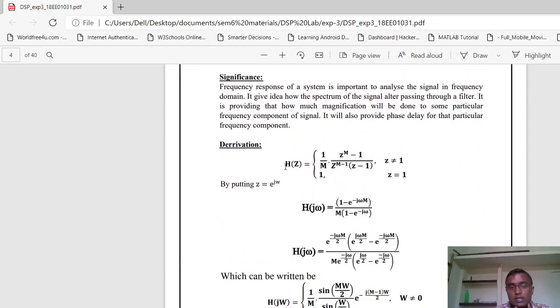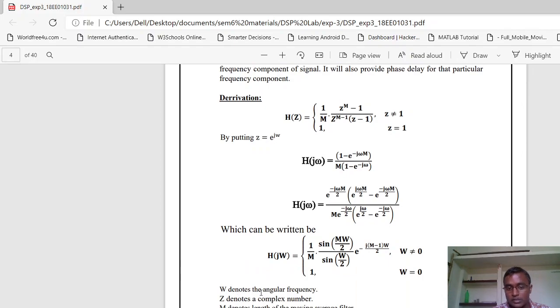As we got earlier, the transfer function is this one. Just put z equal to e to the power j omega. So H of j omega becomes this, and after simplifying we get H of j omega equal to 1 by M, sin of omega M by 2 divided by sin of omega by 2, into e to the power minus (M minus 1) omega by 2. Here omega represents the angular frequency, z represents a complex number, and these are the notations which I have used.